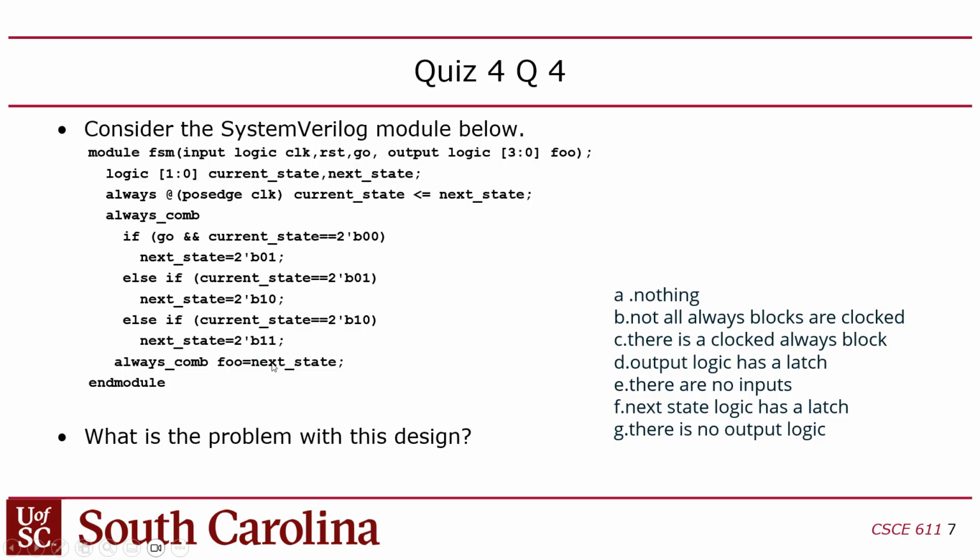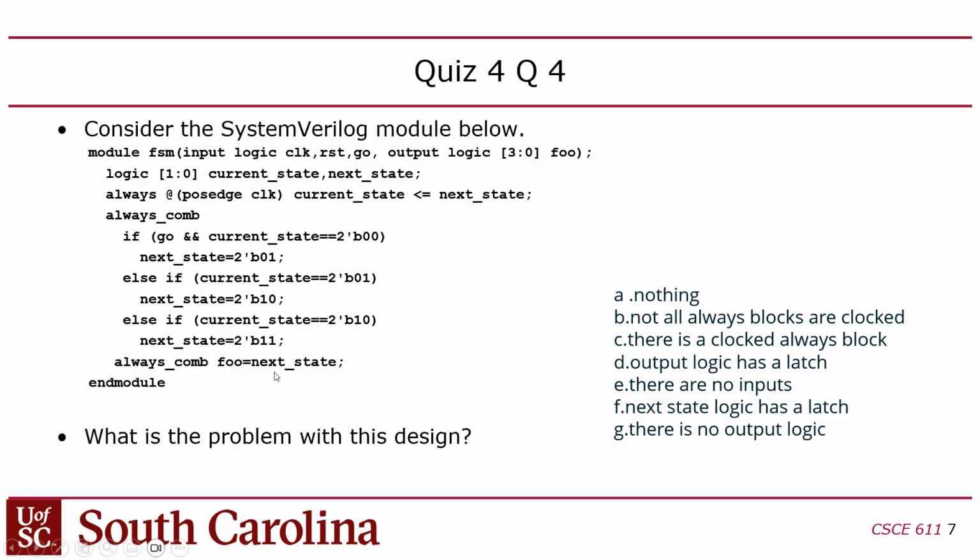Output logic? Right. So the output logic is foo, which is the output, equals next state. Okay. Now that's a little bizarre, but you can do that, except the problem is that next state is a 2-bit value and foo is a 4-bit value, right? So that's an issue, right?